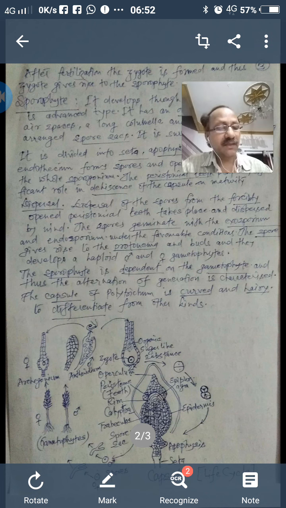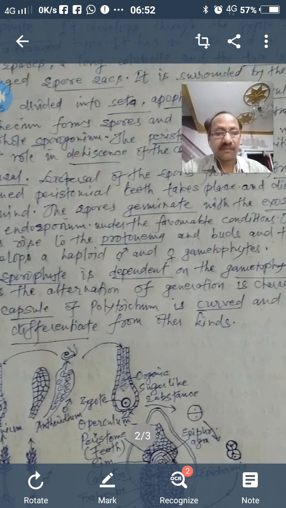It is surrounded by the calyptra. It is divided into seta, apophysis, and capsule. The endothecium forms the spores and operculum. Calyptra covers the whole sporogonium. You see here.